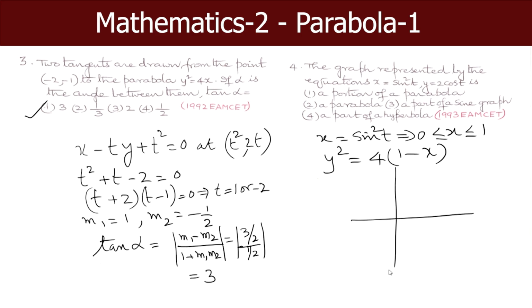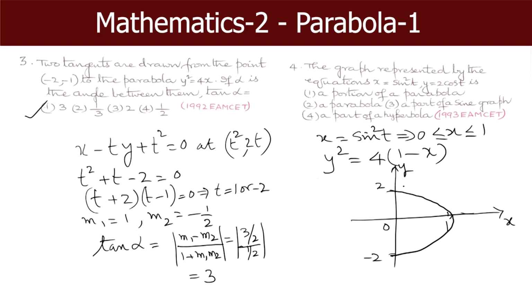That means this is 0 and 1. This is x axis. This is y axis. So x can take only values from 0 to 1. When x = 0, y = +2 and -2. The graph is symmetric about the x axis because of the even power of y. When x = 1, y = 0. So the graph is like this. That's it.